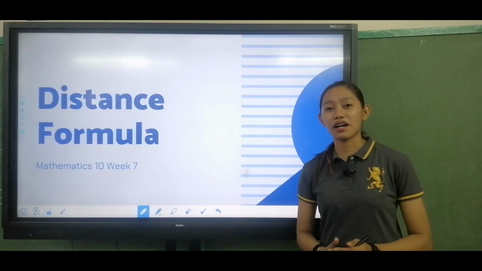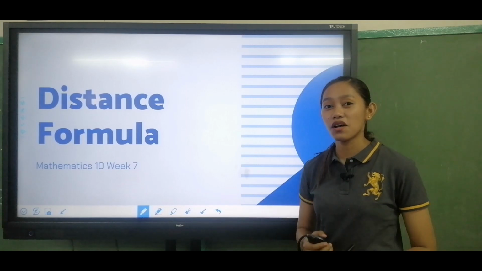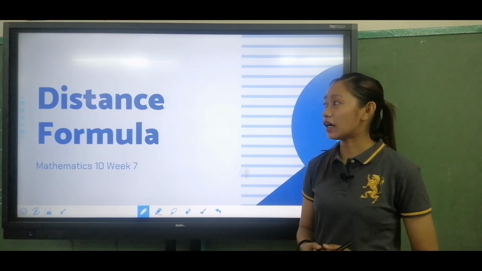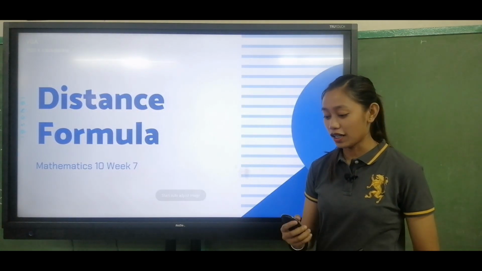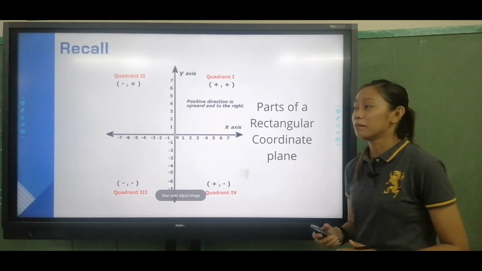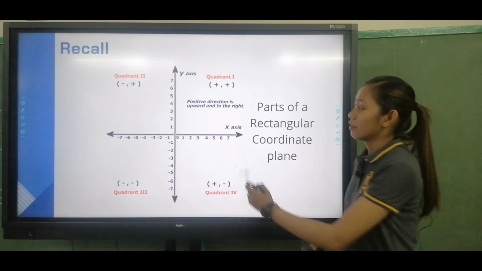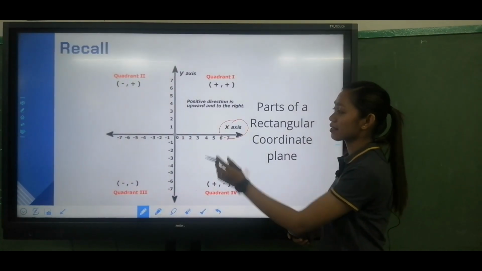Good day, students. Our topic for Mathematics 10 Week 7 is the distance formula. But before we tackle the distance formula, let's first recall the parts of a rectangular coordinate plane. The first one is the x-axis. We have here the x-axis.